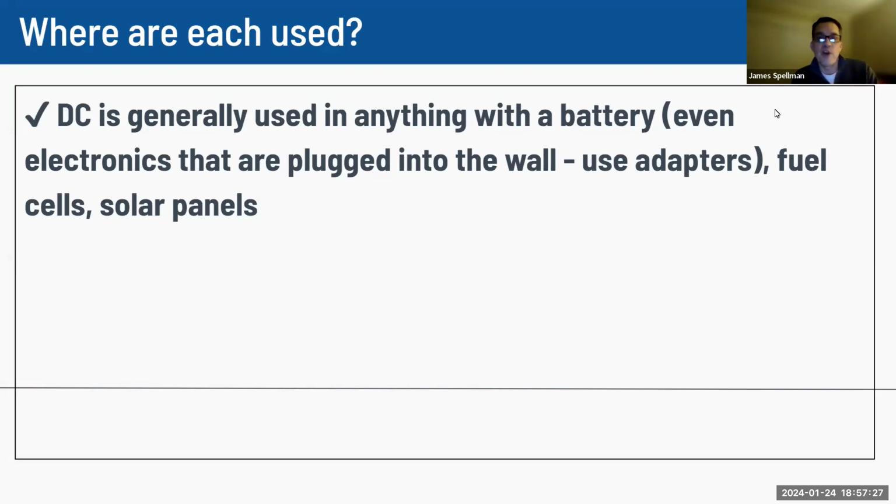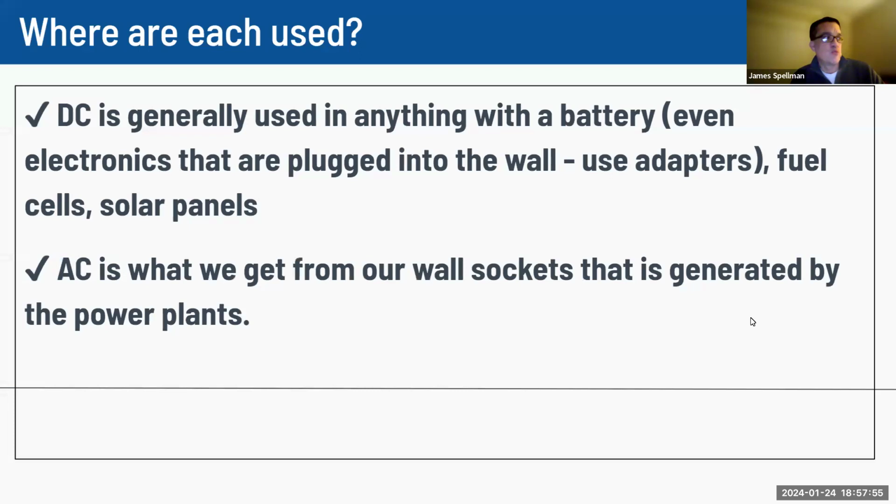So my laptop I'm looking at right now, it's not plugged into the wall. It's got a battery in it. So it's effectively using DC, but it plugs into the wall to be able to charge itself up. And we'll see in just a second, that's where the alternating current is. So we use DC in a lot of different things with batteries, even if it's a rechargeable battery, fuel cells, solar panels, anything that's going to have a direct constant supply of electricity.